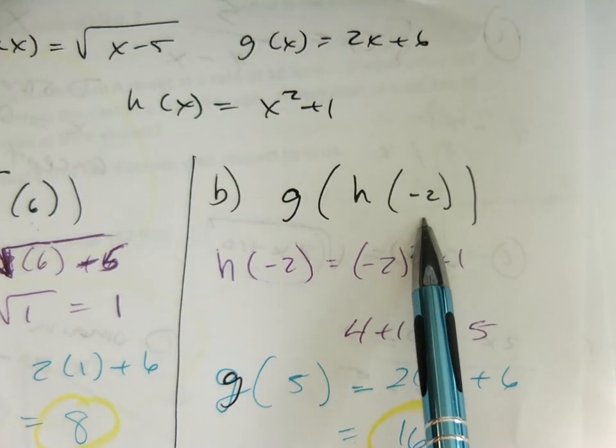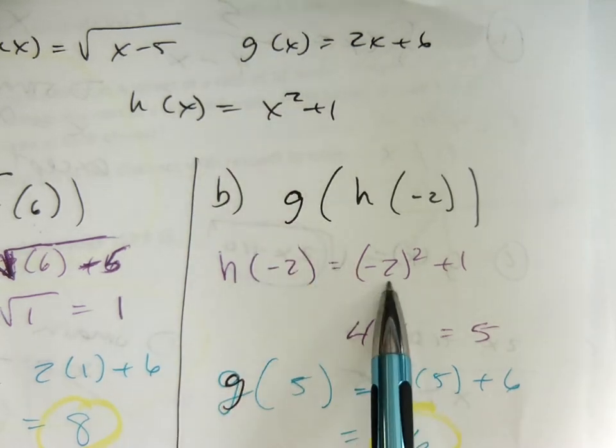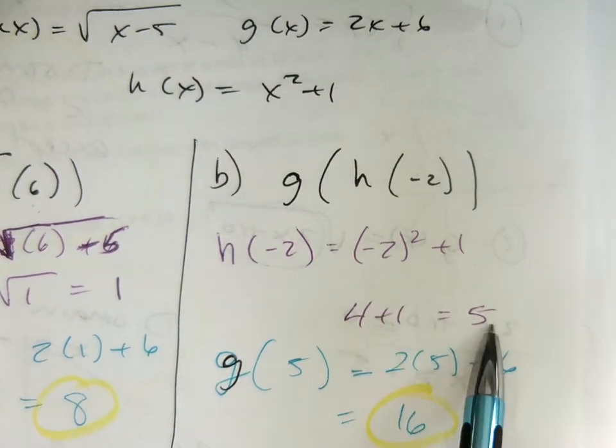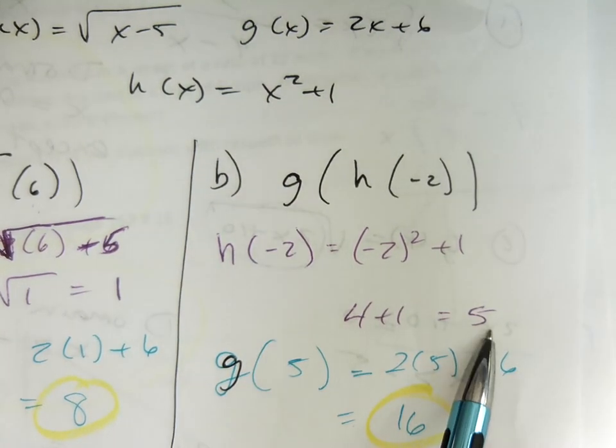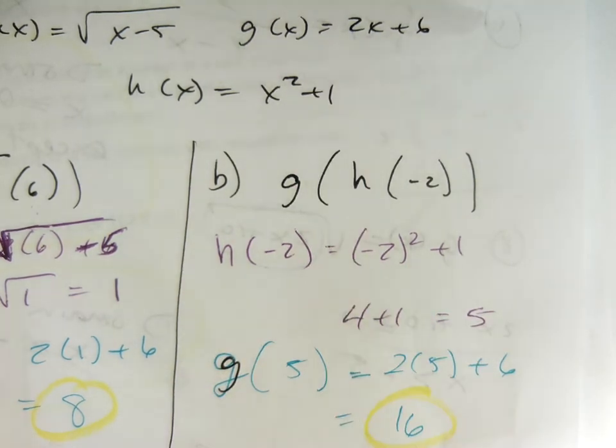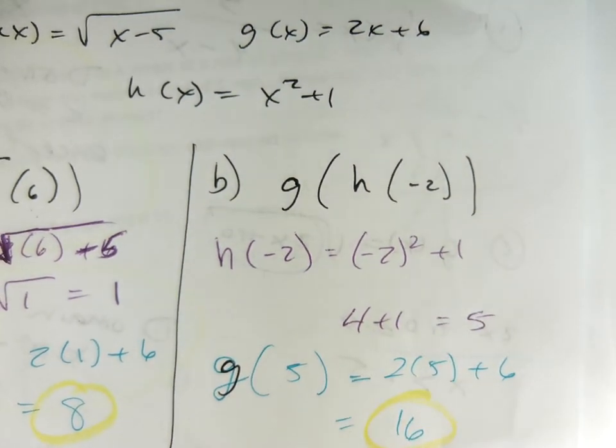H of negative 2, so I put negative 2 in for H. Negative 2 squared is positive 4. 4 plus 1 is 5. Then I take that answer, put it in G. So I took my 5 and put it in G. 2 times 5 is 10 plus 6 is 16.